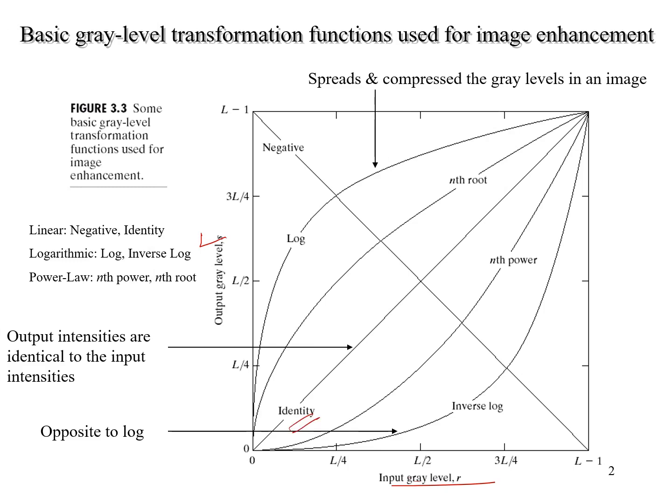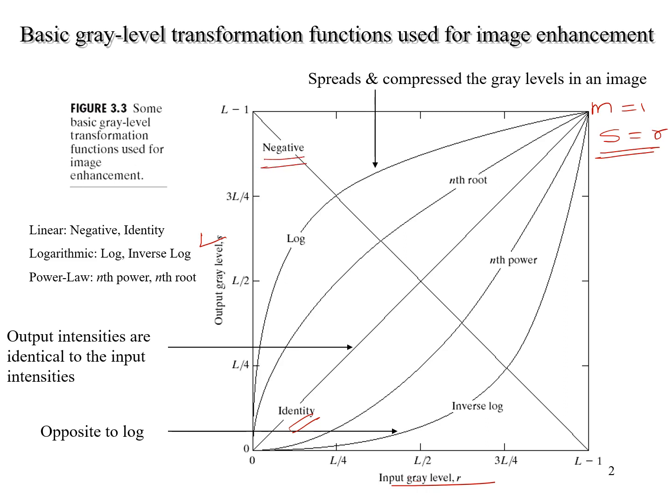So what is identity transformation? Identity transformation has slope equal to 1. So S is equal to R. What is the meaning of S equal to R? The output image will be exactly the same as the input image.